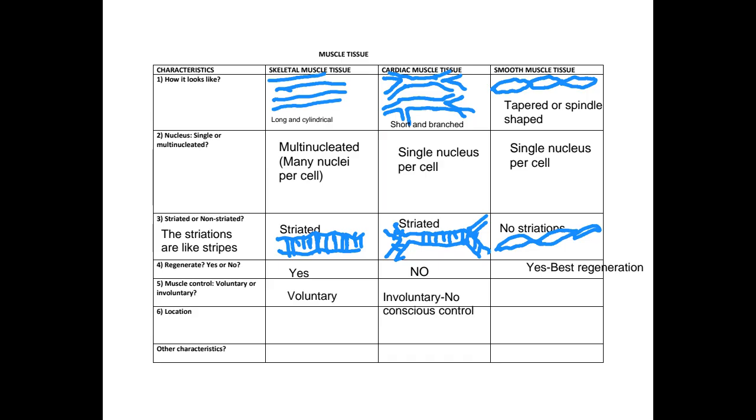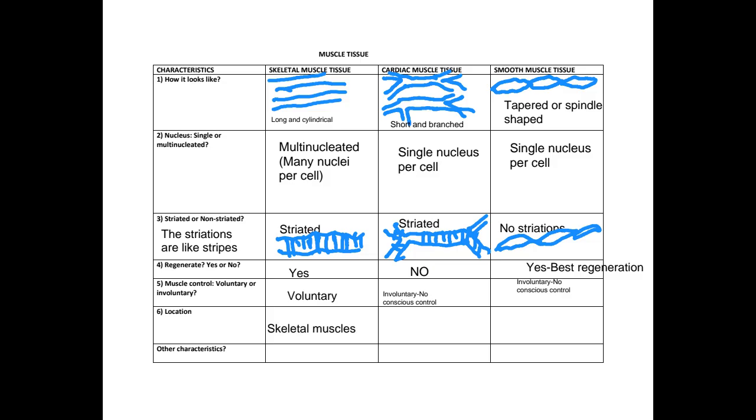And then, of course, smooth muscle tissue is also involuntary, which means you have no control over it. Now, where they're located will tell you whether it's voluntary or involuntary. So the skeletal muscle tissue is located in your skeletal muscles, so you have control over it. The cardiac muscle is found in your heart, so you really can't control what your cardiac muscle is doing.